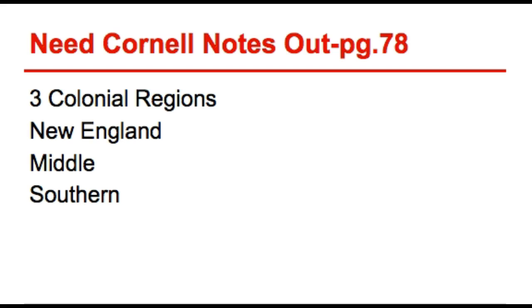All right, so a quick refresher. You don't need to write these notes down. I will tell you exactly what to write. We have 3 regions: the New England region, the Middle region, and the Southern region. And these all have different colonies in them.